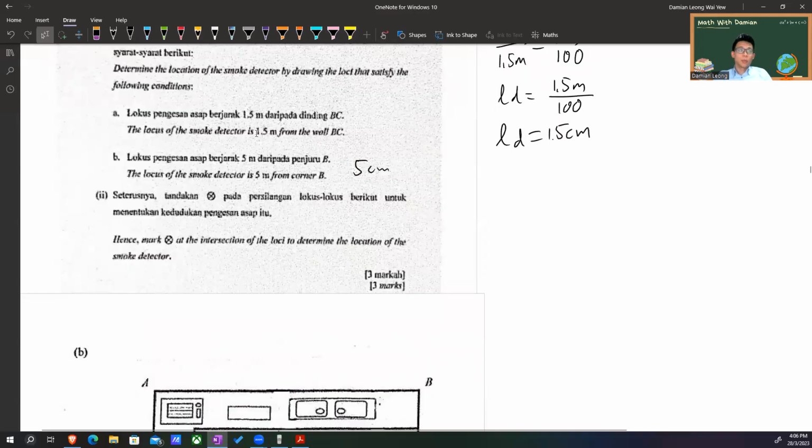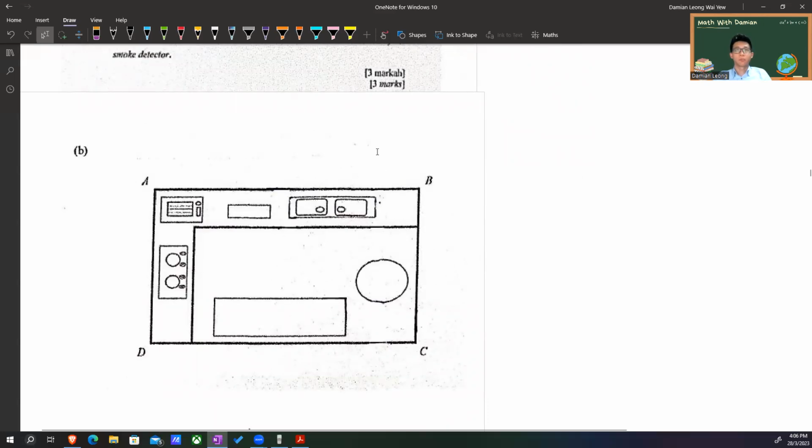So locus of smoke detector 1.5 meters from wall BC. So means 1.5 meters away is a parallel line. Basically, I measure using a ruler, you measure 1.5 cm at 2 points. Then you just connect them using a straight line. Basically we'll have 2 points, then just connect the 2 points using a straight line. It'll be something like this. Okay, that's the locus for part A.